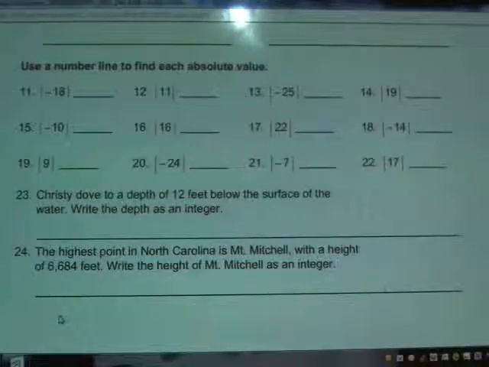In questions 11 through 22, the directions are the same. They're asking us to use a number line to find each absolute value. So let's remember what absolute value is. Again, it's the distance a number is from 0 on the number line.